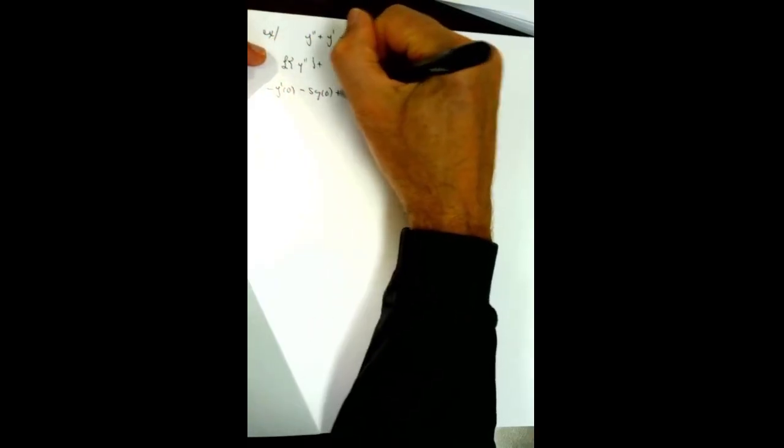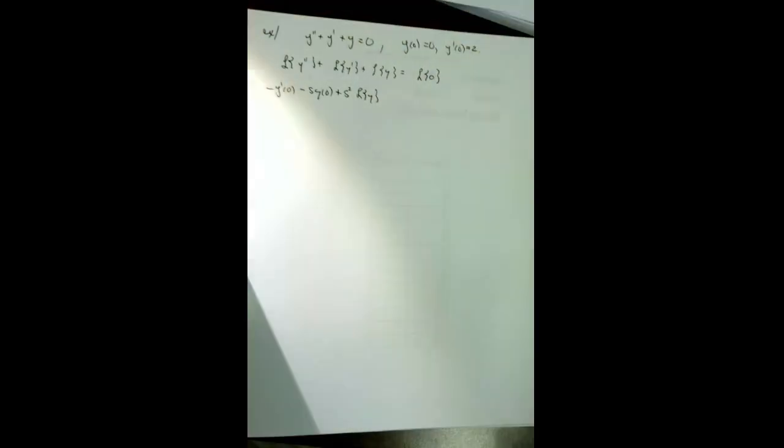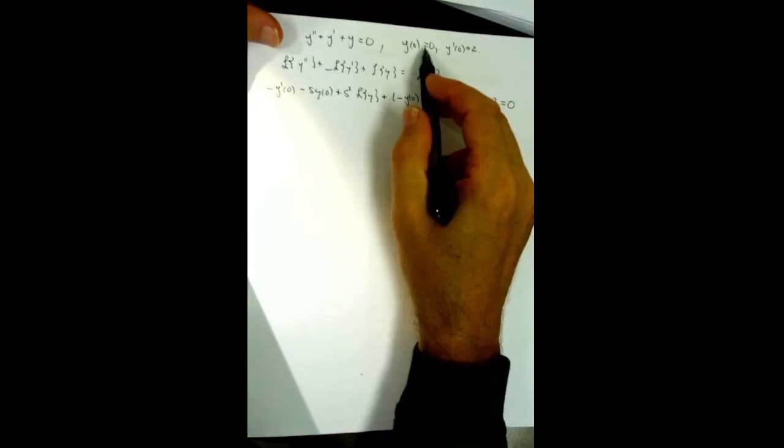This is minus y prime of 0 minus sy of 0 plus s squared Laplace transform of y. So I can deal with the Laplace transform of y double prime. No coefficients there, just 1, so I can be a little crazy. And the right-hand side is the Laplace transform of 0 is 0. Y of 0 is 0, so that term is 0. That term is 0, and y prime is 2. So I can add 2 to both sides.